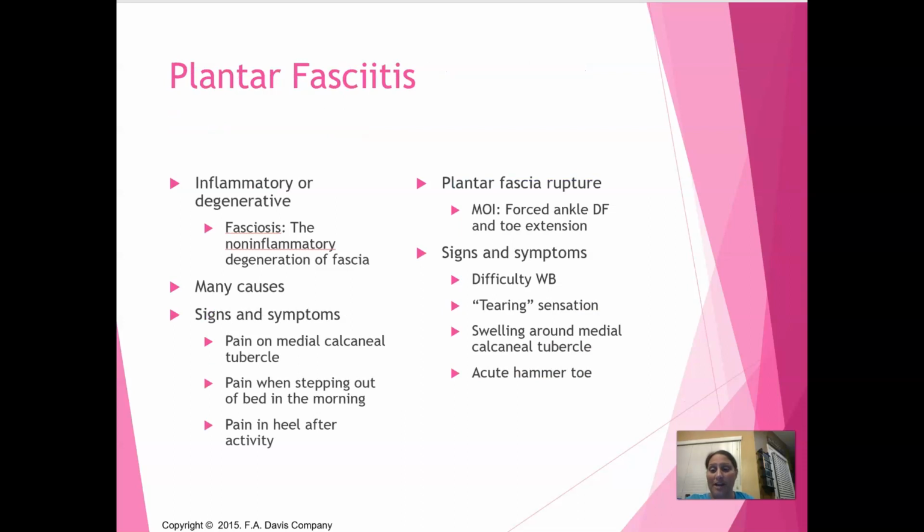Okay, plantar fasciitis. It's the inflammation of the plantar fascia. They're going to have a lot more pain in the morning because of what I talked about before, as far as muscles have a chance to shorten and cool down overnight. And usually we get up and go, go, go. So they will have difficulty putting weight on it. They may feel like they are tearing the bottom of their foot.